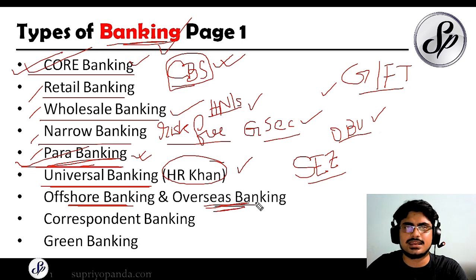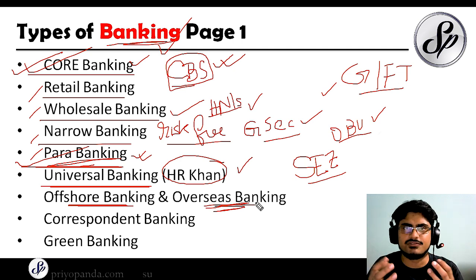And then you have overseas banking. So overseas banking, this means that an Indian bank, for example, State Bank of India is opening a branch in some foreign country. So for example, SBI has a branch in New York. So that branch is called an overseas branch of SBI.